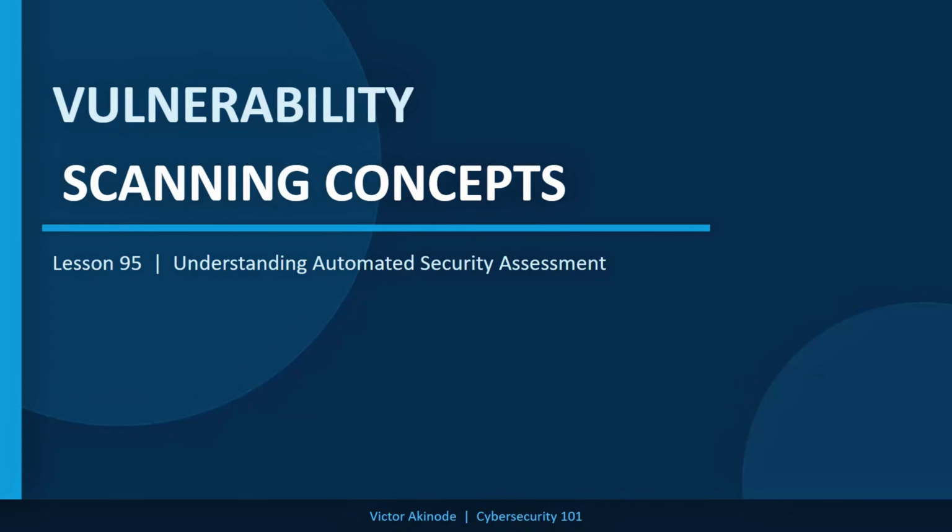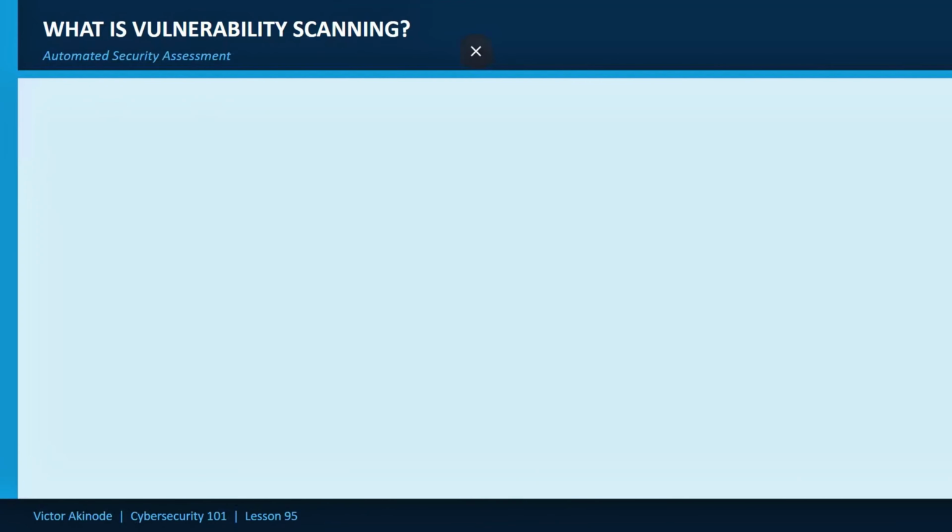In this lesson, we are learning vulnerability scanning concepts. We are going to understand what vulnerability scanning is, compare OpenVAS and Nessus, explore different scan types, learn severity ratings with CVSS, and discover how to interpret scan results. Vulnerability scanning is essential for identifying security weaknesses before attackers find them. So let's dive in. What is vulnerability scanning?